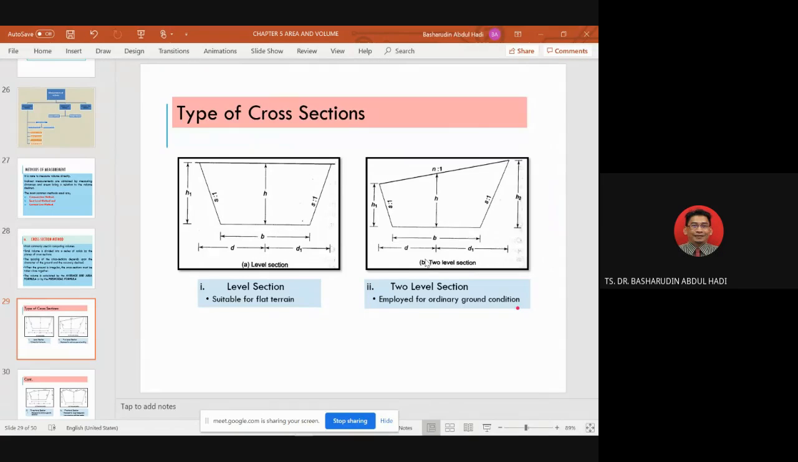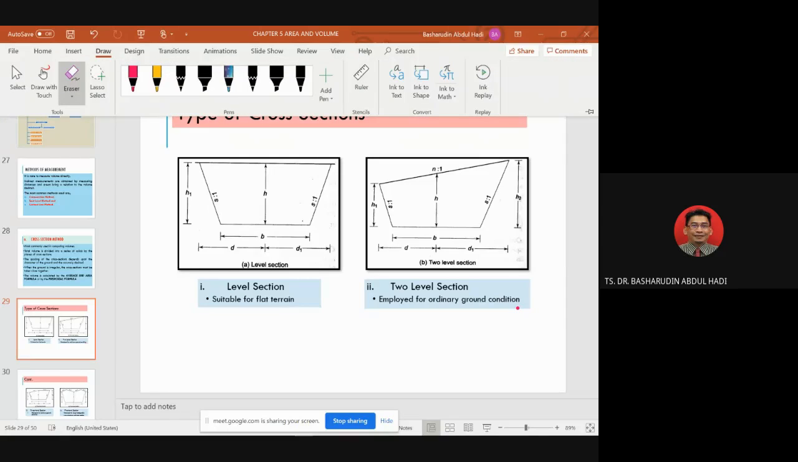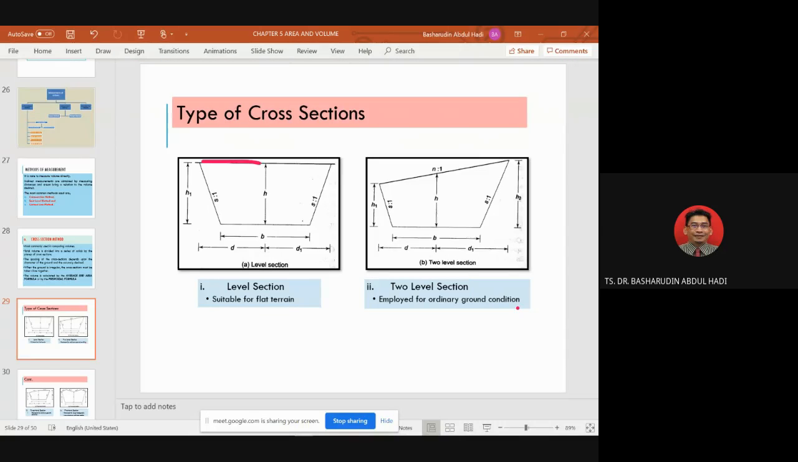Okay, so if you look at what we call level sections, a level section means that we consider this one a straight line. This one is a straight line. Meanwhile, for the two-level section, the lines become what we call a slope. It has a slope, but not very steep.